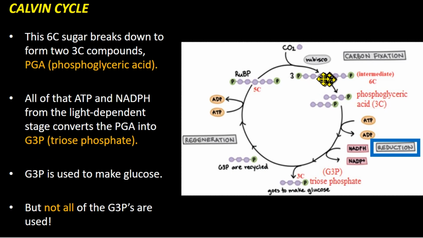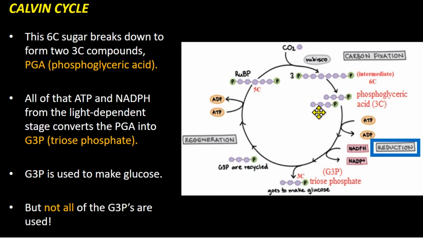So this 6-carbon intermediate would have to now break down into 2 3-carbon compounds, which is what you're seeing here. Each of these is called phosphoglyceric acid or PGA. Now remember all of the ATP and NADPH that was built up previously?